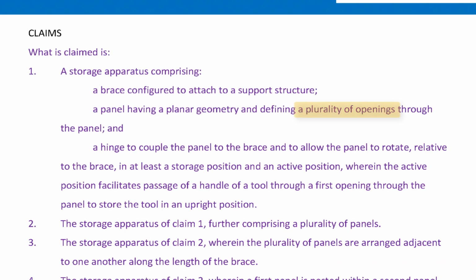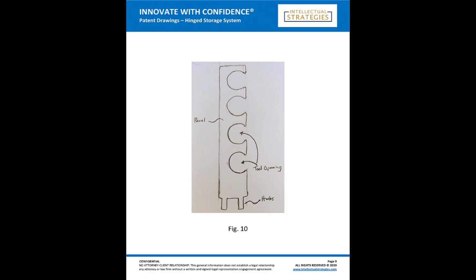In my case, the language that triggered this new drawing was the language in Claim 1 about a plurality of openings. At first, I drafted this claim and I said that the panel has a planar geometry and defines a plurality of holes. And then I thought to myself, they might not actually be complete holes through the panel, in the sense that they might not be a hole surrounded by panel 360 degrees. It might be an opening that perhaps is open or isn't surrounded on one side. Let me show you what the figure looks like so this makes sense. Here's my new figure 10.